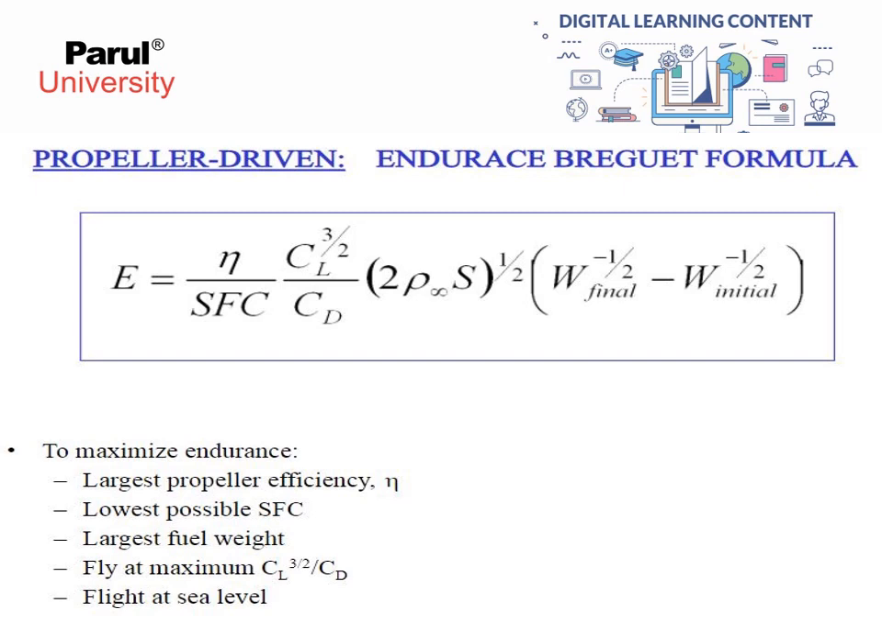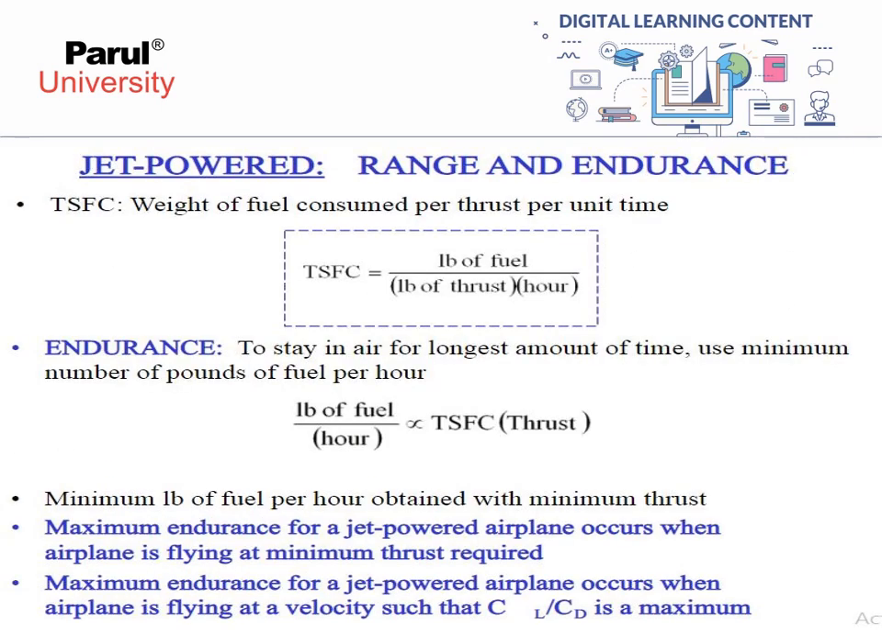To maximize endurance: the largest propeller efficiency, the lowest possible SFC, the largest fuel weight, flying at maximum CL to the power 3 by 2 upon CD, and the highest density, flying at sea level. This is the condition for maximum endurance for a propeller driven aeroplane. Now for jet powered range and endurance, TSFC is weight of the fuel consumed per thrust per unit time.